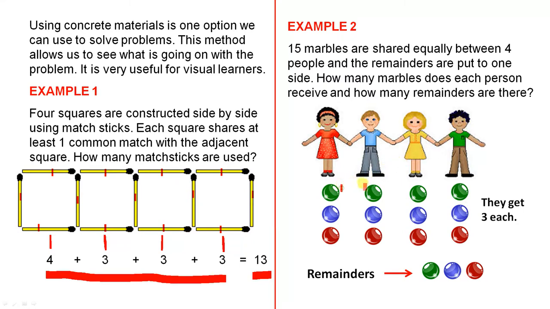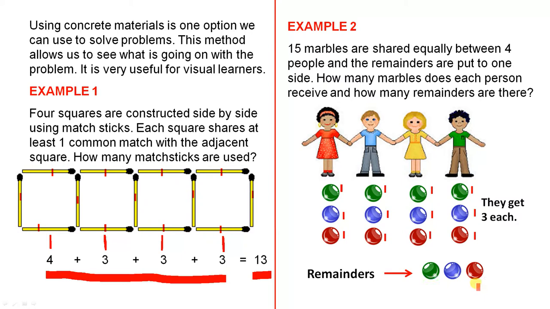You give out 1, 1, 1, 1. So that's 4 you've given out altogether. Give out 1, 1, 1, 1. 8 altogether. Do the same again. So look what you've done. You've already given out 12 marbles. That means they have 3 each. 3, 3, 3, 3. Now that's 12 marbles.